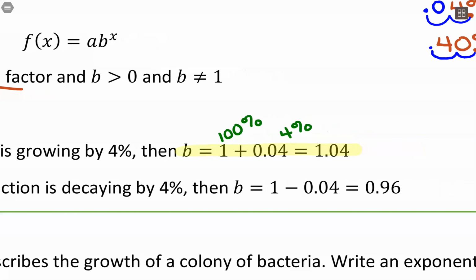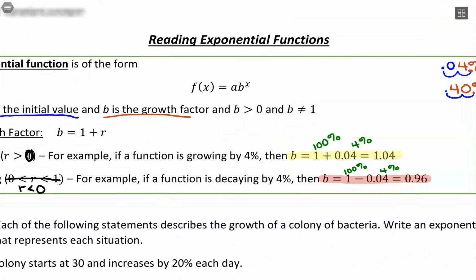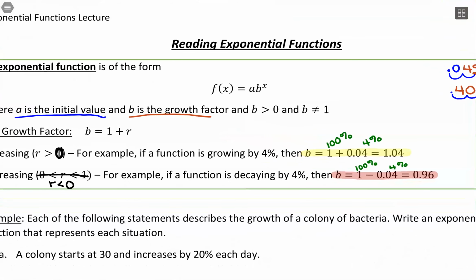Whereas with decay, or when it's decreasing, this is the idea of taking 100%, but we're taking away 4% from it. So what we're doing is we're taking 96% of the whole each time we use this exponential function. So it's decreasing in size, bumping down by 4% each time, which as a whole means we're taking 96% of it. So with our growth factor, there is this idea of percentages involved, and we're going to see those coming up quite a bit.